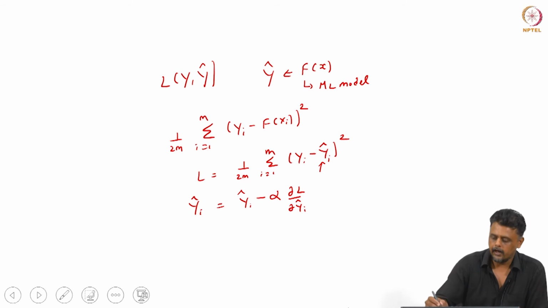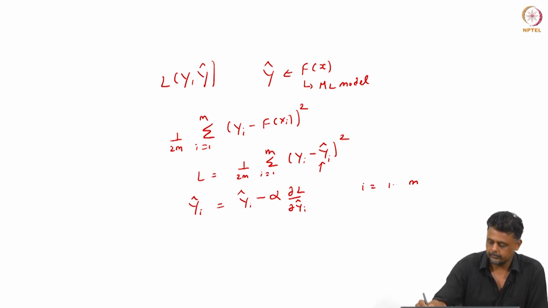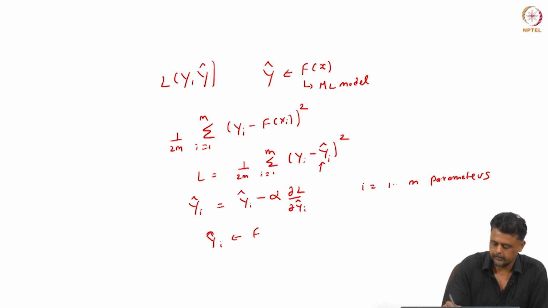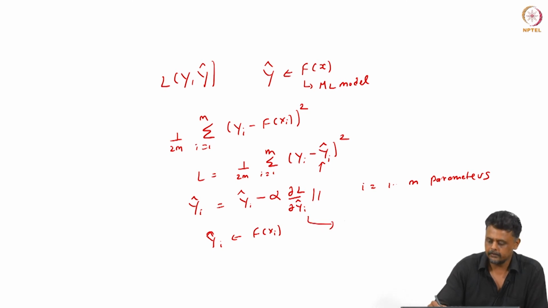So, there are i equal to 1 to m parameters, and if we treat the yi hats, remember yi hats are nothing but your f of xi. Okay. And let us say you are doing this as an iterative process, then after every iteration yi hat is updated. How do we update it? By estimating delta L by delta yi hat. And how do we estimate delta L by delta yi hat? We estimate it by fitting it to a machine learning model h of xi, which is what we do. Okay.